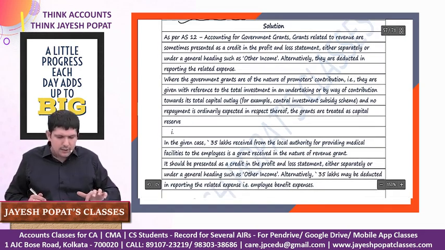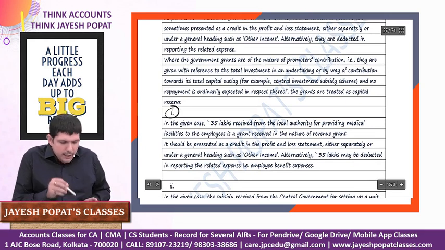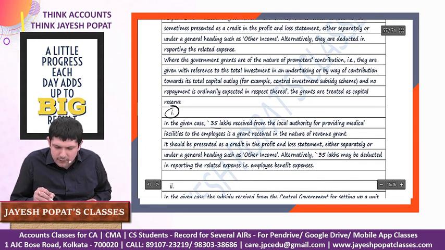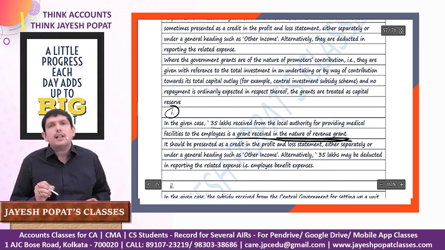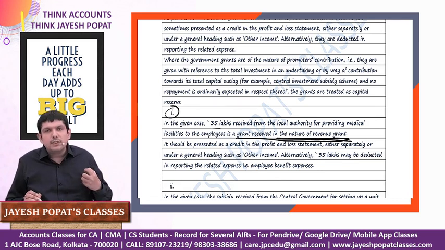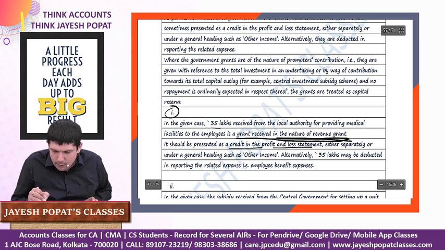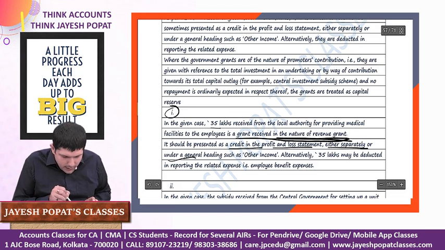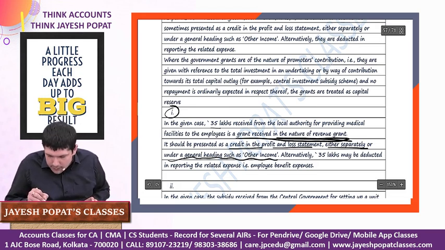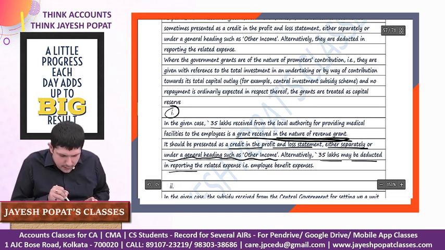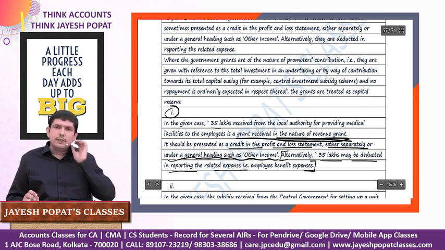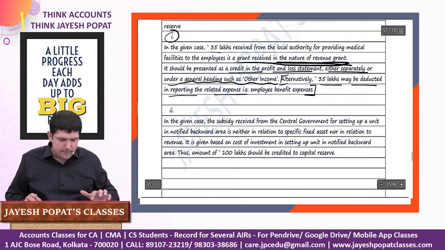So we have quoted the text of the standard, then we'll say, one. In the given case, rupees 35 lakh received from a local authority for providing medical facilities to the employees is a grant received in the nature of revenue grant, because it is to compensate certain expense which the company is incurring. It should be presented as a credit in the statement of profit and loss, either separately or under the general header other income. Alternatively, 35 lakh may be deducted in reporting the related expense, but this is not the most preferable treatment because it will suppress two different events.